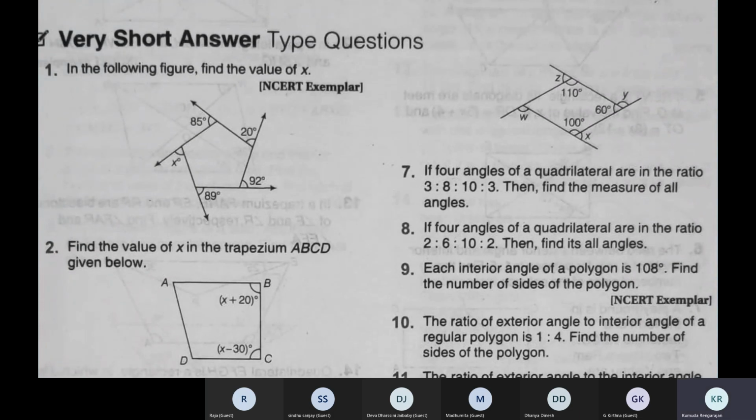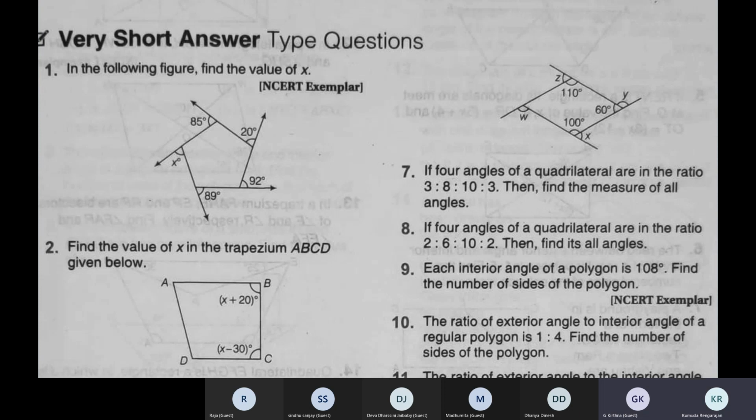Keertana, in figure 6, tell me how do we find X? Ma'am, like we did in sum 5, we can find Z, Y, and X with linear pair. Yeah. So tell me how did you work to find X? X plus 100 is equal to 180 degrees as they are linear pair. So X is equal to 80 degrees, ma'am.